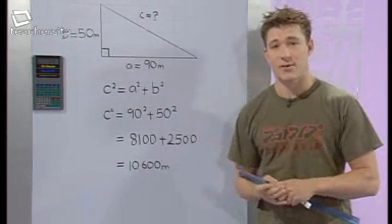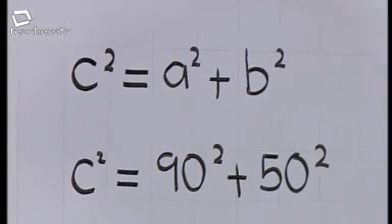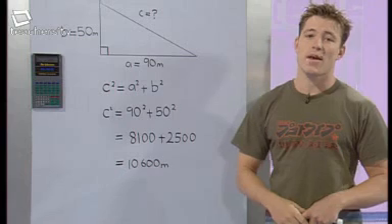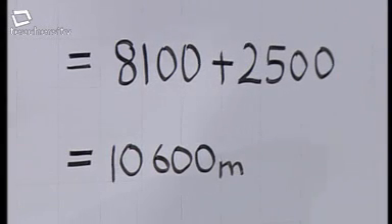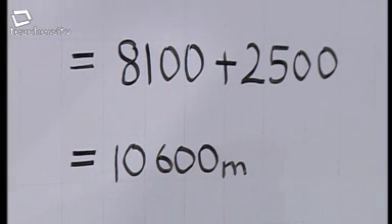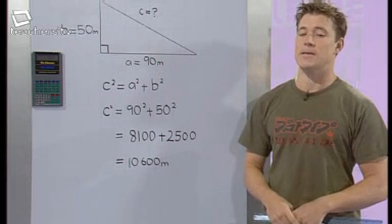Now, from Pythagoras' theorem, c squared equals a squared plus b squared, which is equal to 90 squared plus 50 squared, and that's 8,100 plus 2,500. So c squared equals 10,600. The rope needs to be at least 10,600 metres long.